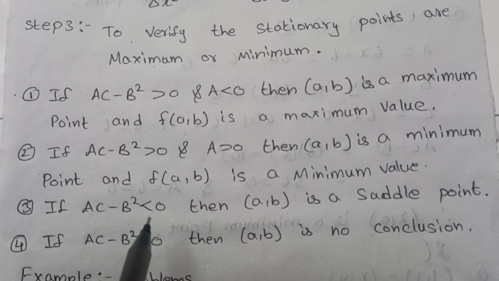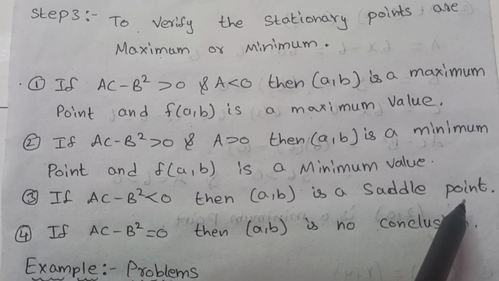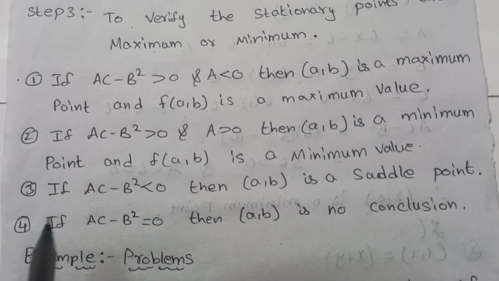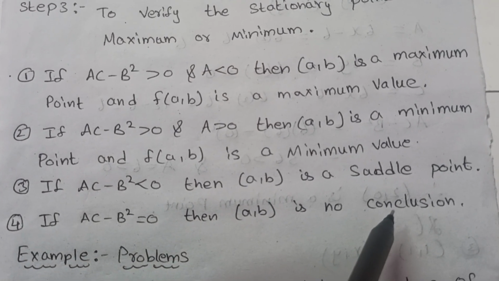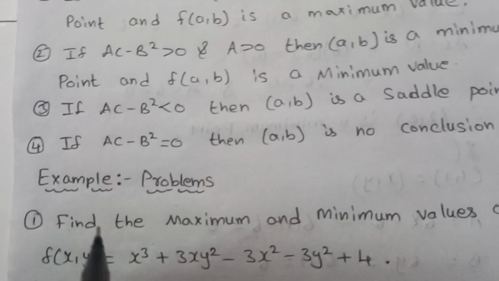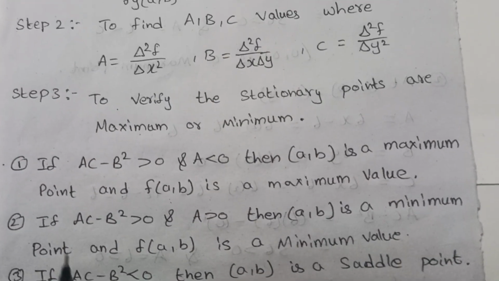Let's see the third rule. If ac − b² < 0, then (a,b) is a saddle point. Let's see the fourth rule. If ac − b² = 0, then there is no conclusion. This is the fourth rule. Let's see some examples of this concept.